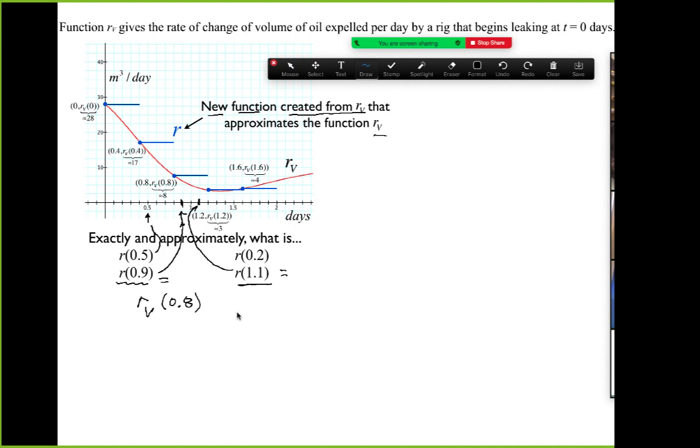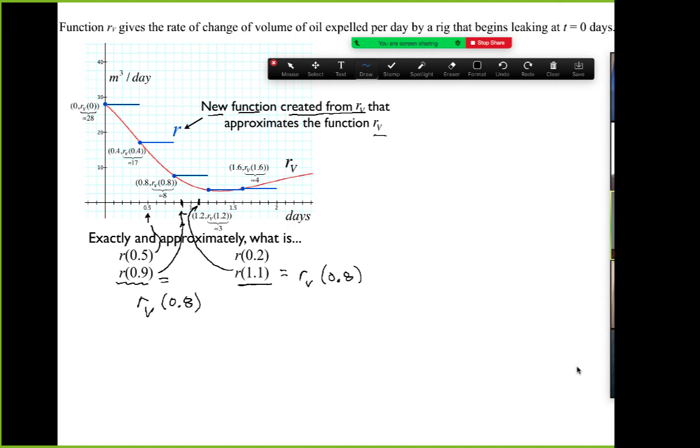I think it's the same as R 0.9. So R sub V of 0.8 again? R sub V of, yeah. She's proposing this. What do the rest of you think? Elizabeth likes it. Sarah likes it. Angel, Richard, what do you guys think?